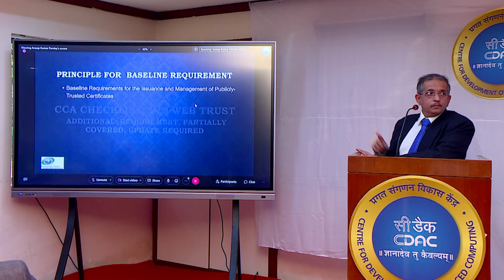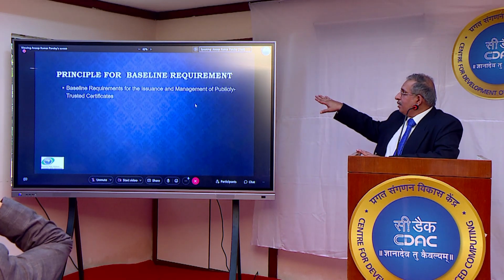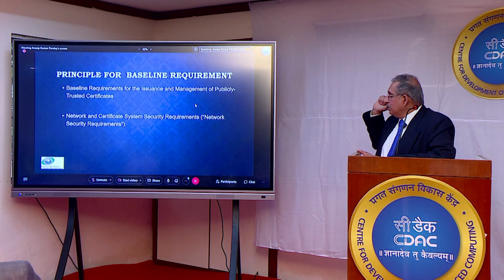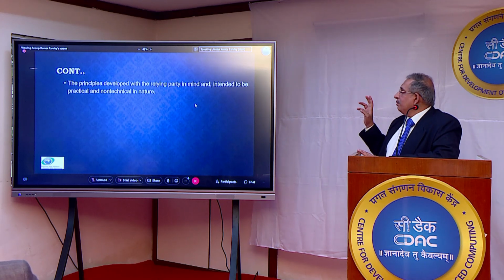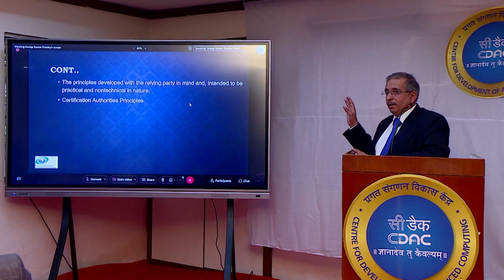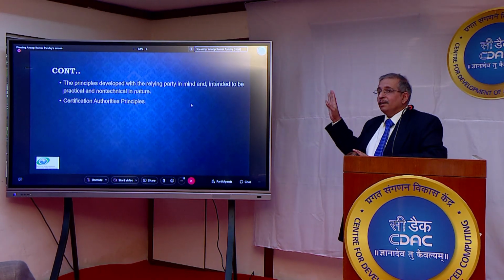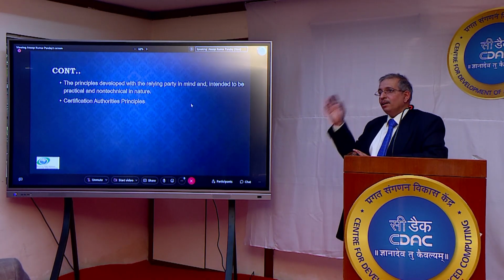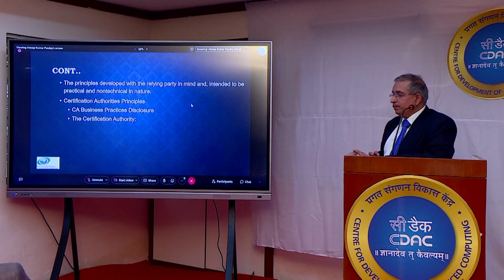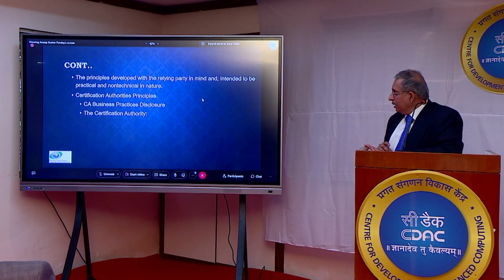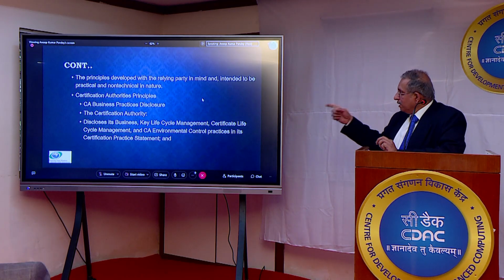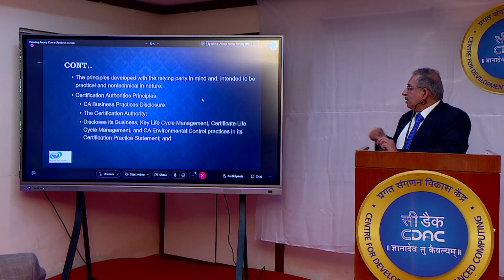So please. The baseline requirements are already taken care of, the principles for baseline. Then there is the network certificate they talk about, so network security. The principles are developed basically keeping a relying party in mind. So that's what they have defined. Most of the things are non-technical in nature. It's not technical, but non-technically you need to look into it. The certification authority principles are clear business practice disclosure, certification authority, then disclosure of business key life cycle management criteria, the CA environment control practices. All these things are covered.